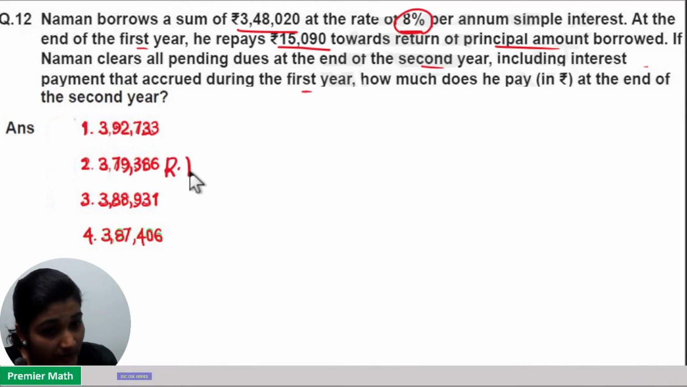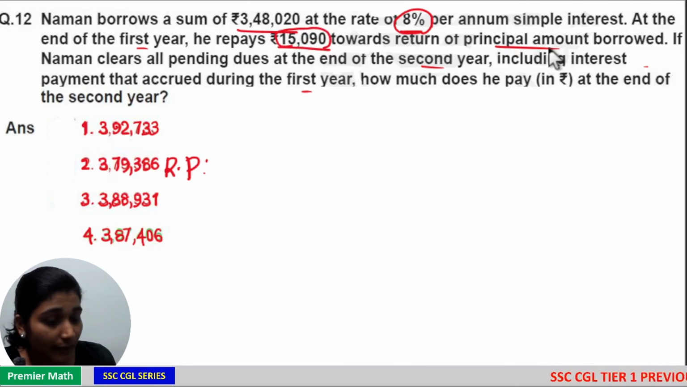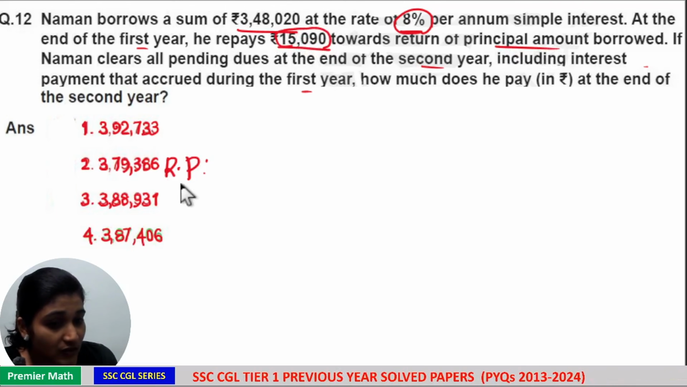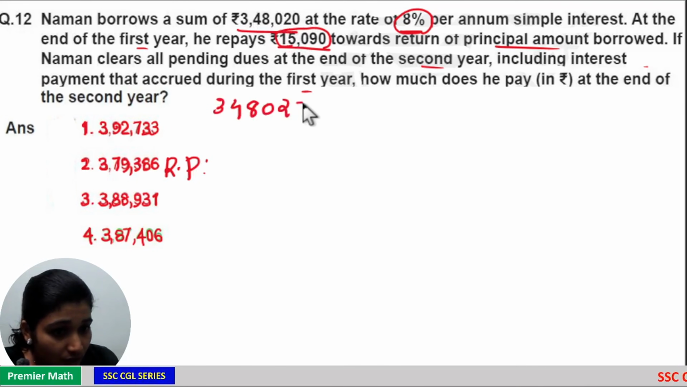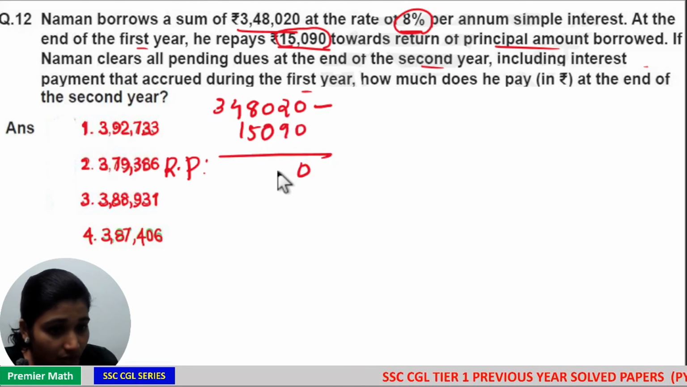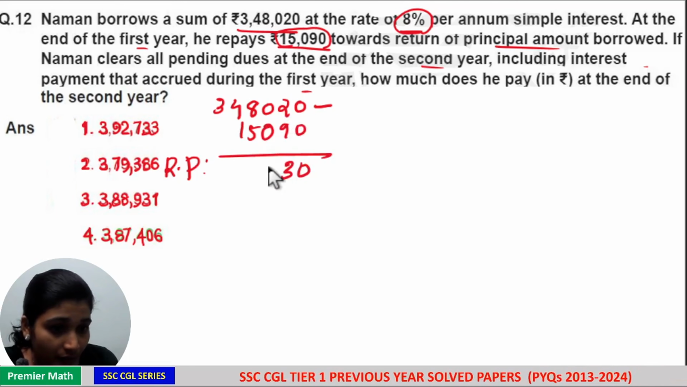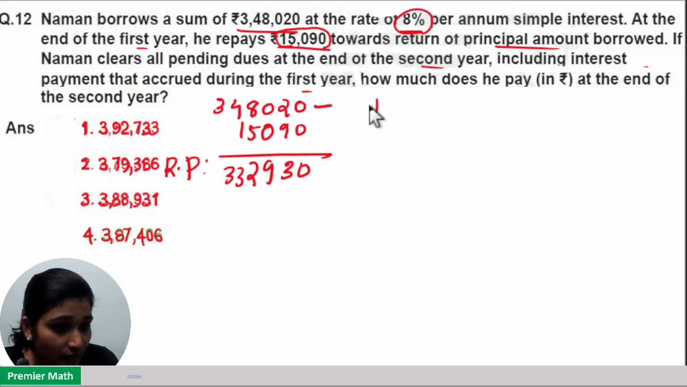Here first calculate the remaining principal because he paid 15,000 towards the principal amount at the end of first year. So interest for second year is calculated based on the remaining principal. So take the difference between these two. 348,020 minus 15090, which is equal to 332,930. Now interest for first year is equal to 8% of the principal.